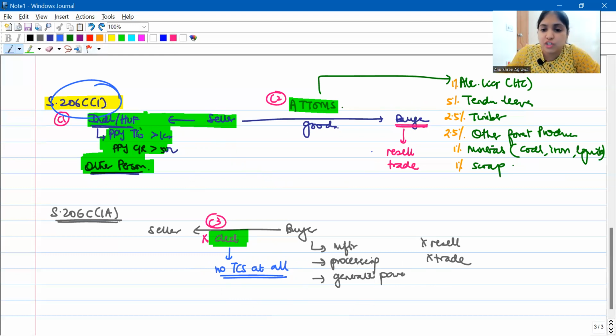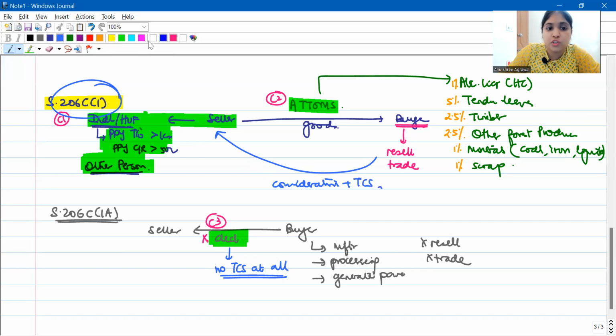Okay, so if these conditions are fulfilled, the buyer will anyways be paying consideration for the goods, guys. Along with the consideration, the buyer will pay TCS also. So the seller is going to become the collector of tax. You are already aware of this provision. I've just given you a sort of a revision.